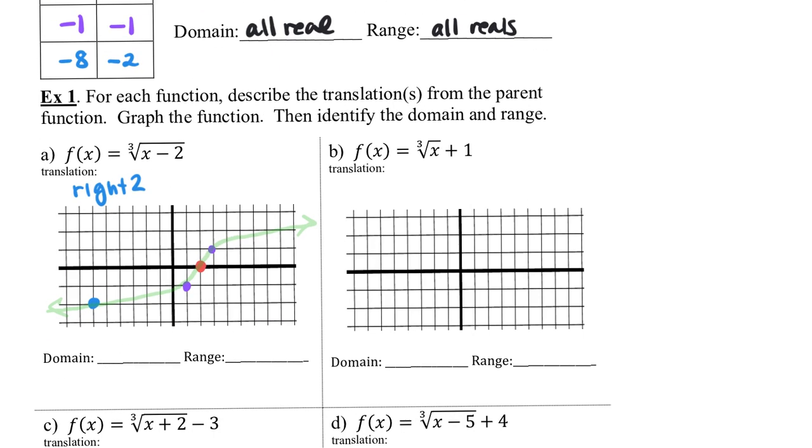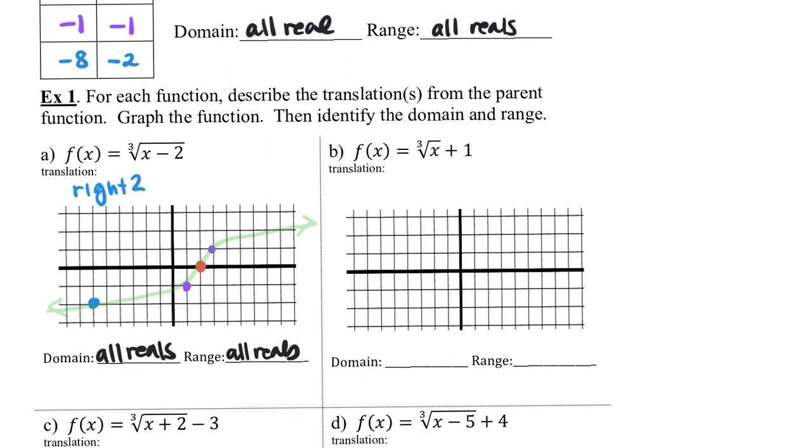Okay, for my domain, well, in the x direction, there's a left arrow and a right arrow with no stop, so it's all reals, or negative infinity to infinity. And then for the range, it goes from down arrow to up arrow, so it's also all reals. Okay, let's try another one using translations.